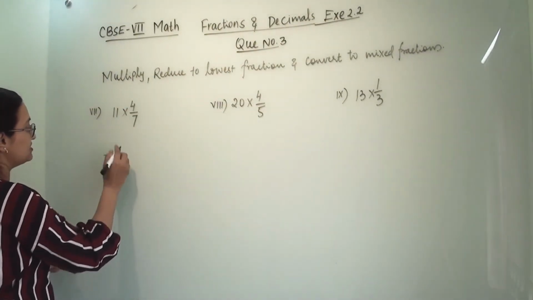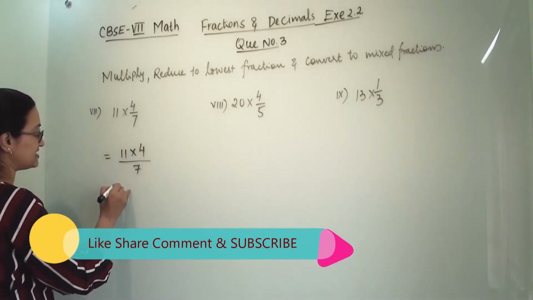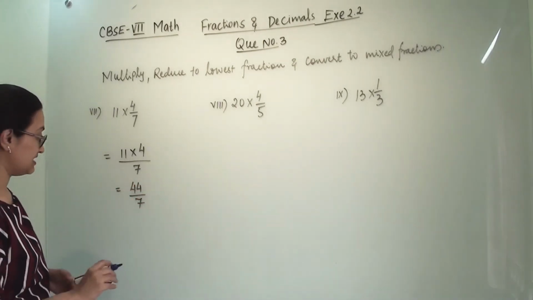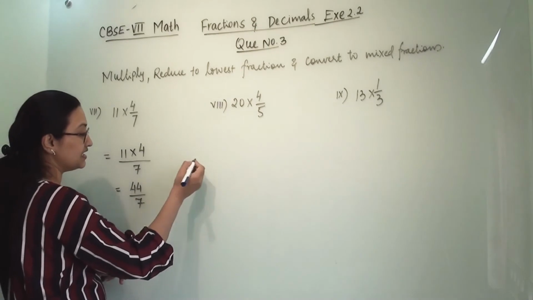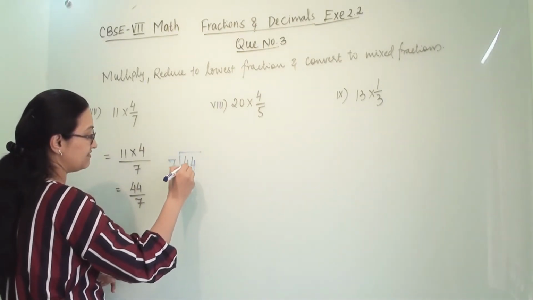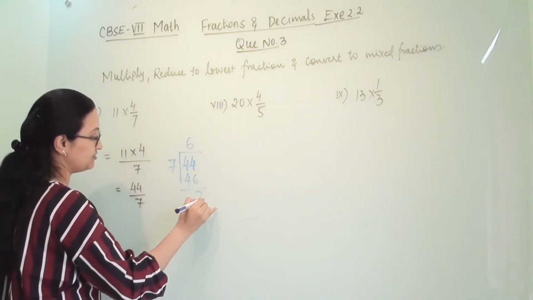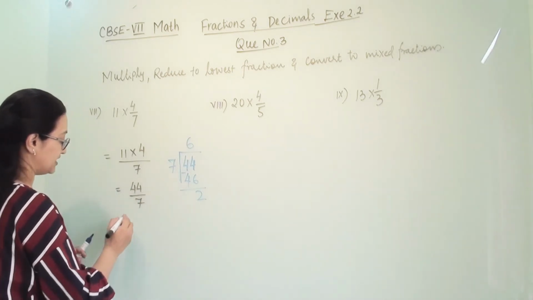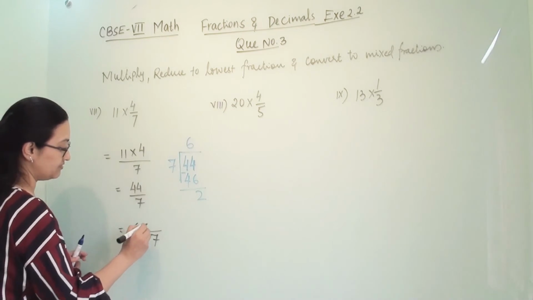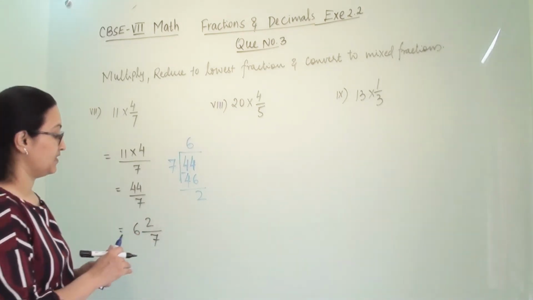The next numerical, 11 into 4 by 7. So here 11 is a whole number, so we have to multiply that with the numerator, divided by 7. So we will get here 44 divided by 7. Now we have to convert this into a mixed fraction, 44 divided by 7. So 7 6s are 42, and here we will get 2 as the remainder. So let us arrange this. 7 will remain in the denominator, this will come at the front and 2. So our answer is 6 2 by 7.